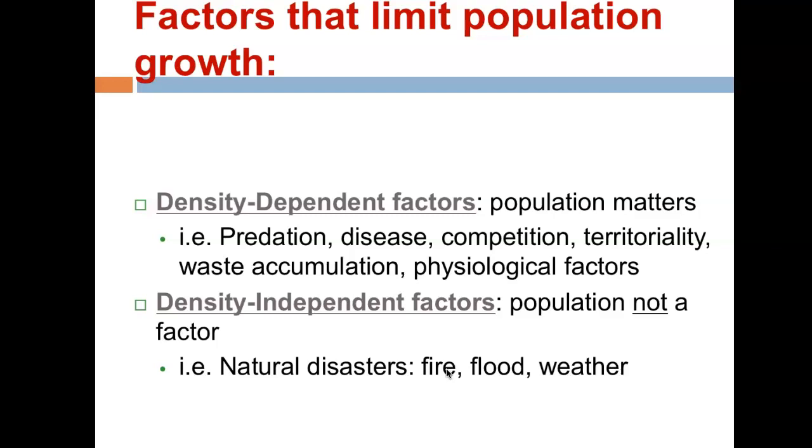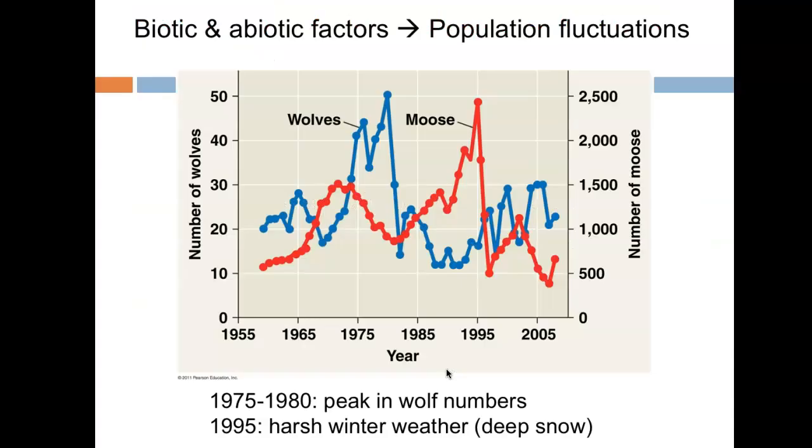Competition, the more individuals there are in a population, the more competitive they're going to be for resources. Territoriality, the more individuals there are, the more territorial they'll become. And then waste accumulation and physiological factors. So those all depend on the size of the population to begin with and can have an effect on the growth of that population. Density independent factors, things that can reduce a population size without any regard to how big that population was to begin with, are natural disasters. And that's probably pretty obvious.